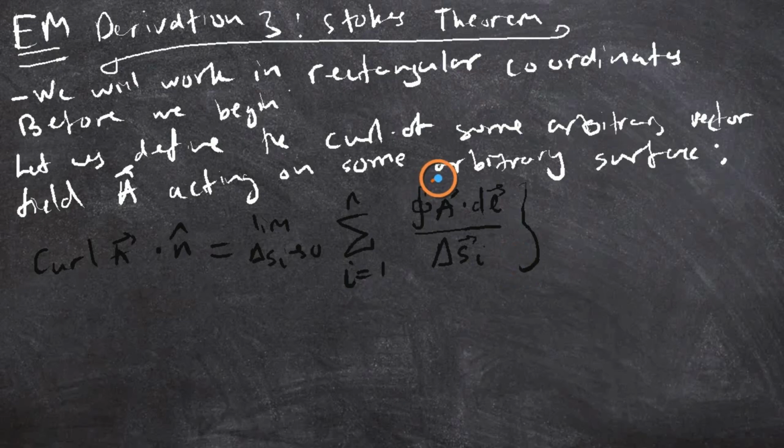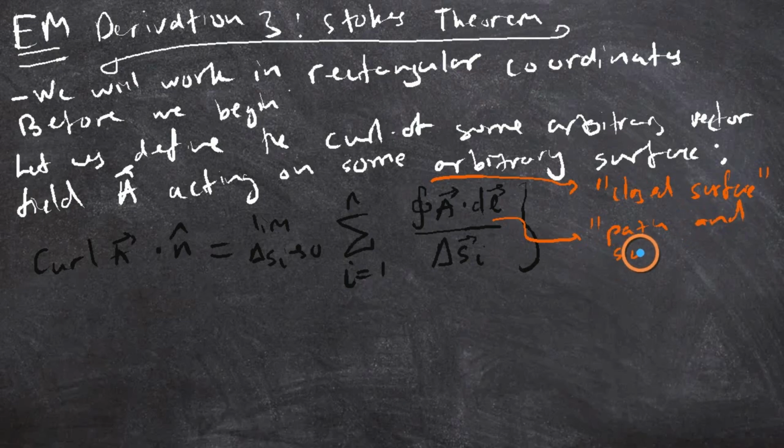From this fundamental definition, we see in the numerator we have a closed integral, and from dl we have some path, which is enclosing or bounding a particular surface. So the path and the surface are coupled. That's what's important from what we see in the definition of a curl.